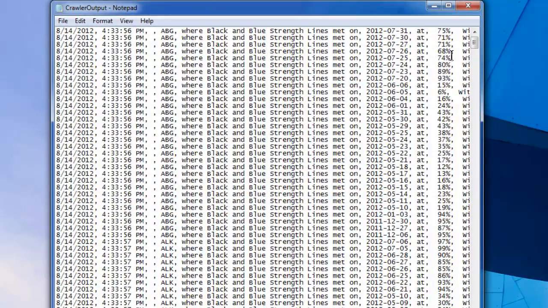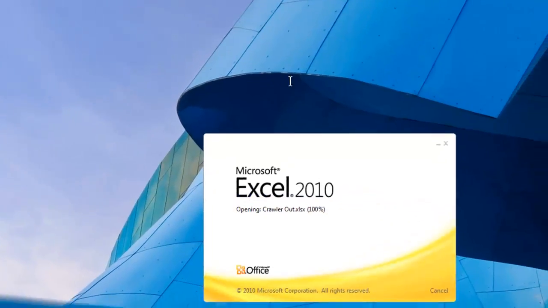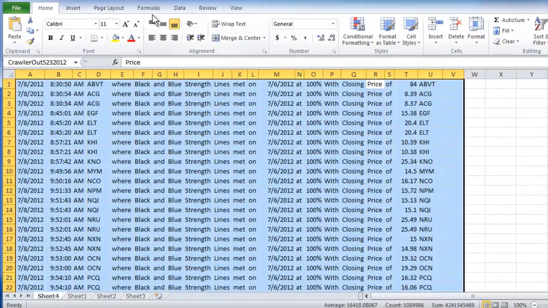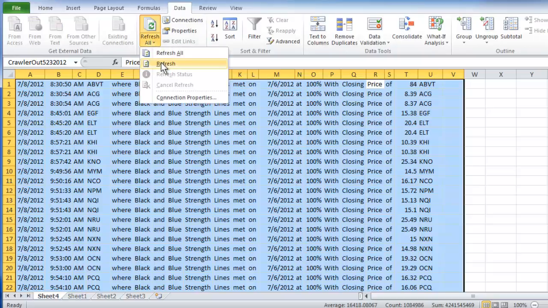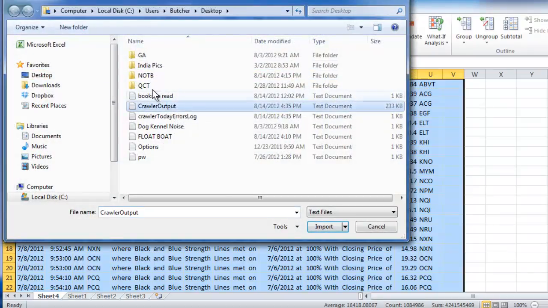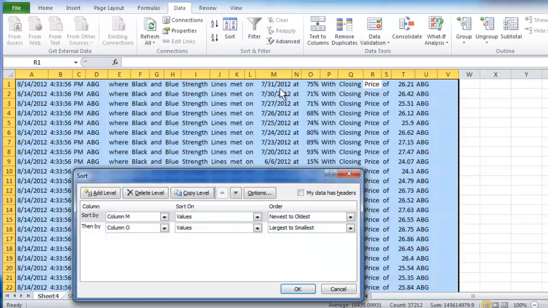And here's the output. It goes into a notepad where this is actually all the hits we had. So we're going to open this up into Excel so we can sort this a little bit better. You go to data, refresh, and we're going to go to crawler output, and that's going to pull up today's stuff, and we're going to sort it. I've got column M here, so we want the dates.